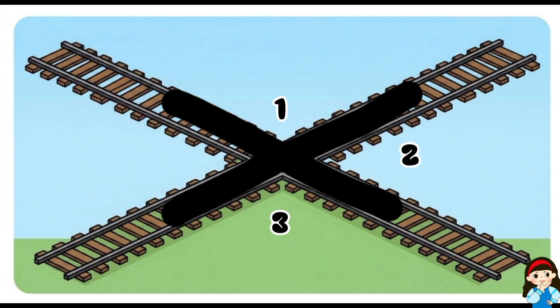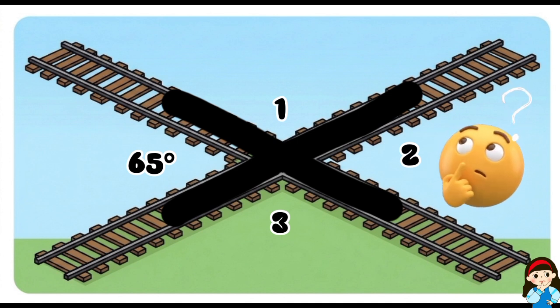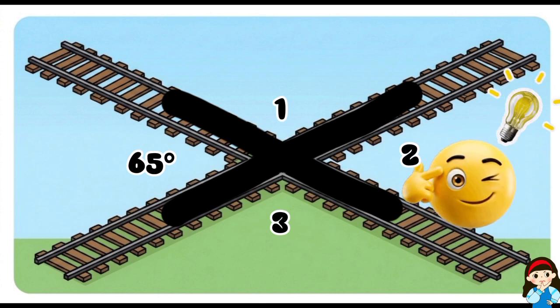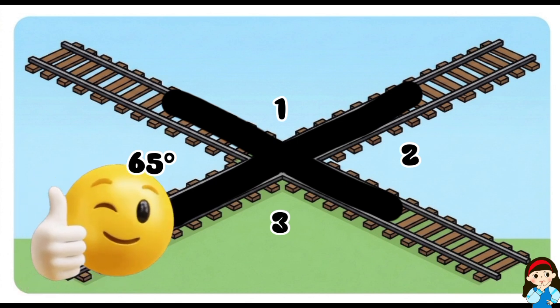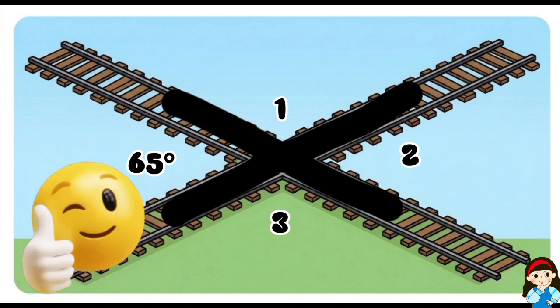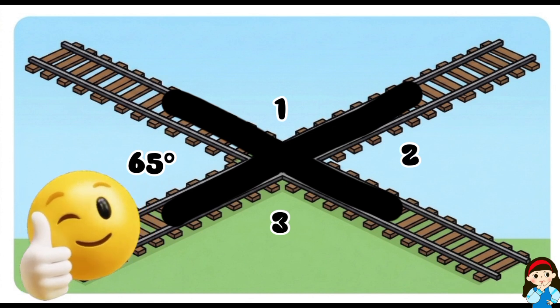Let's focus on one of the angles. Suppose one angle measures 65 degrees. You might be wondering, how can we find the other angles without measuring them directly? This is where geometry helps us. Using what we know about intersecting lines, we can determine the measures of the remaining three angles step by step.